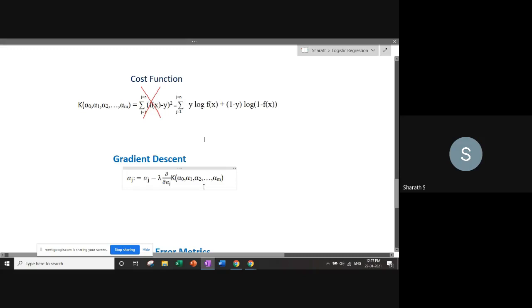But gradient descent, again, is the same, nothing changes. You have the learning rate lambda, and then you have the partial derivative of the cost function with respect to each of your coefficients, and you are updating it each time until the cost is minimized. That is what you're going to do.